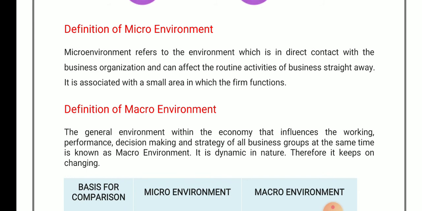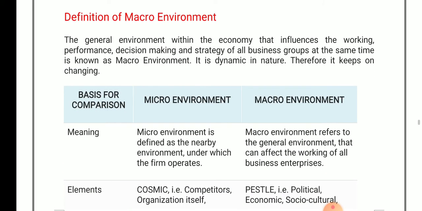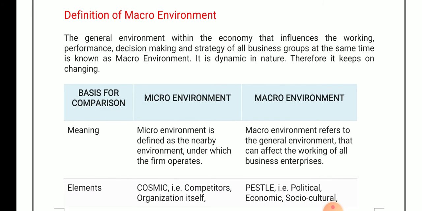So dear students, now what is the basic difference between micro and macro environment? Basically, the micro environment is defined as the nearby environment under which the firm operates, while the macro environment refers to the general environment that affects the working of all business enterprises.